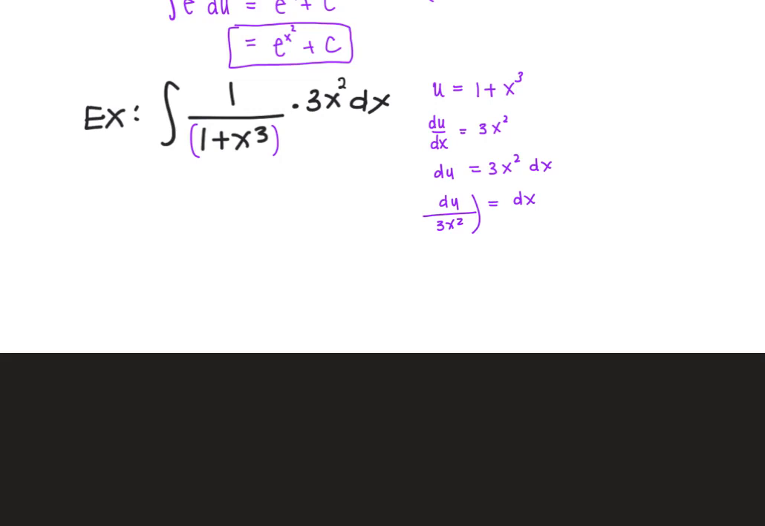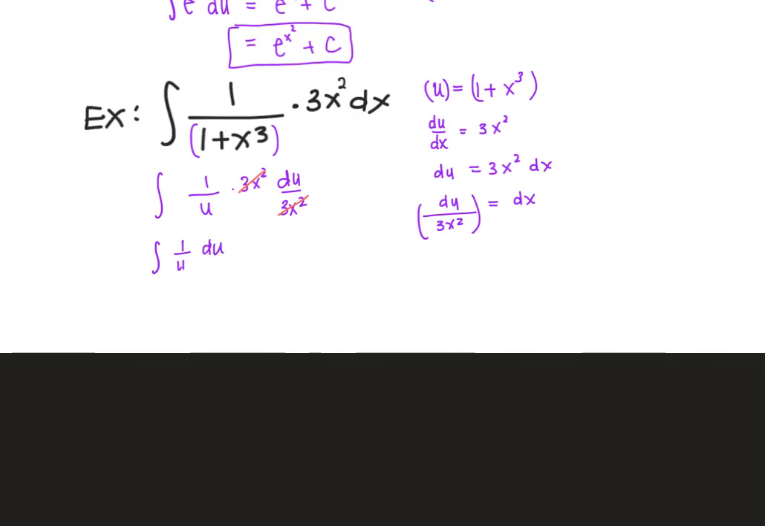And now I'm going to plug in du over 3x squared and the 1 plus x cubed, the u, I'm going to replace it in my original integral. So 1 over u, 3x squared, and then du over 3x squared. And the 3x squareds cancel. So I'm left with the integral of 1 over u du.